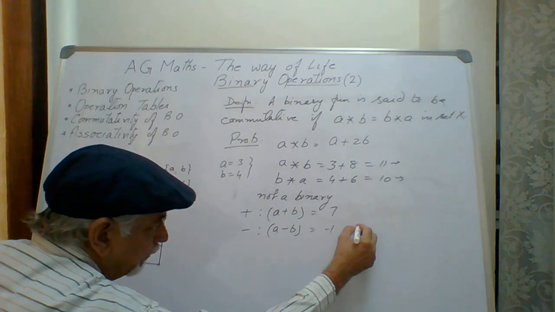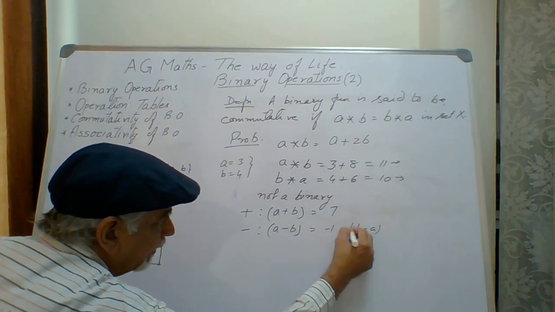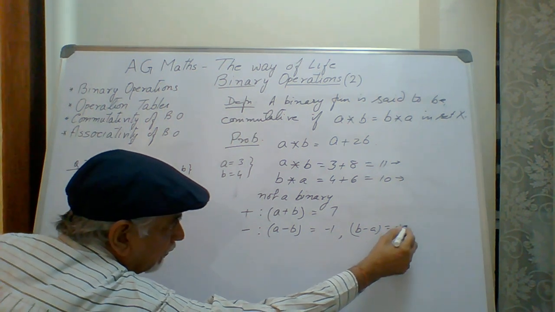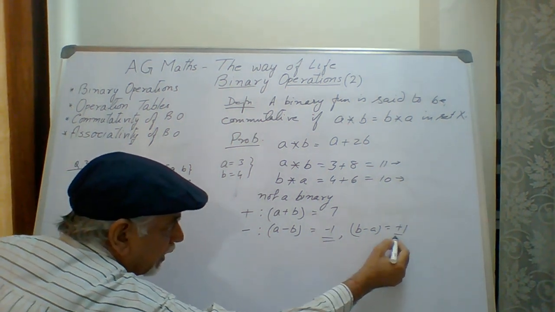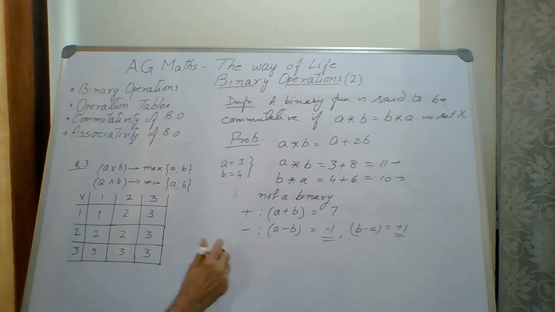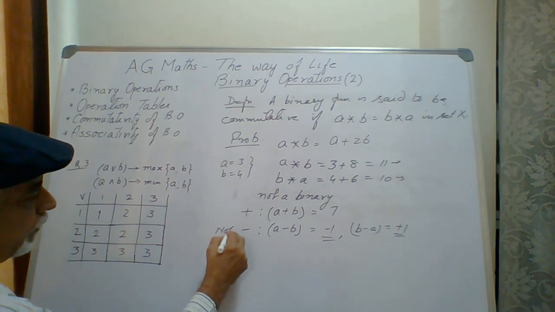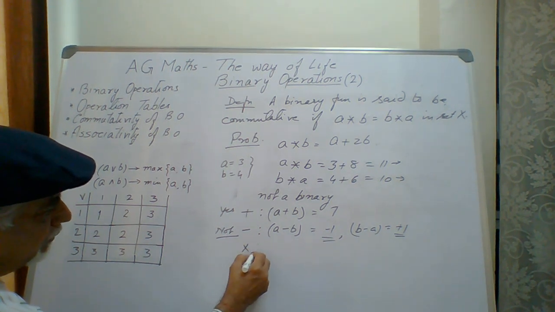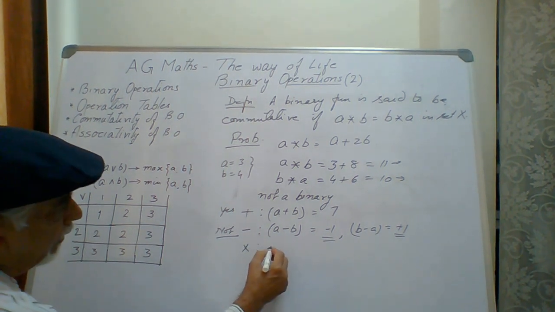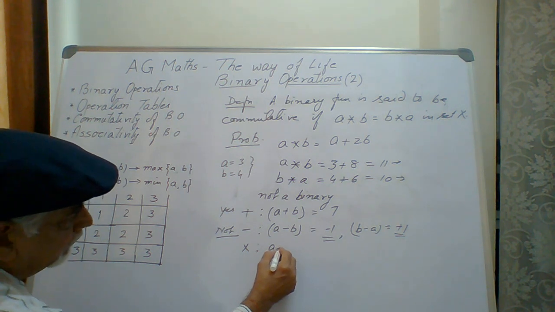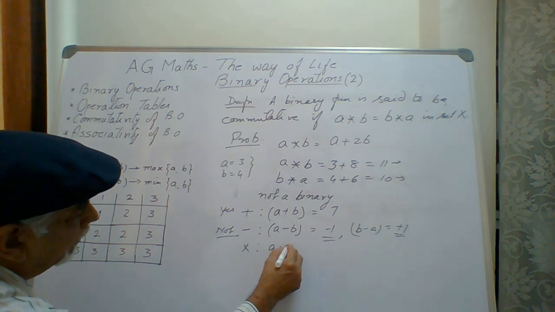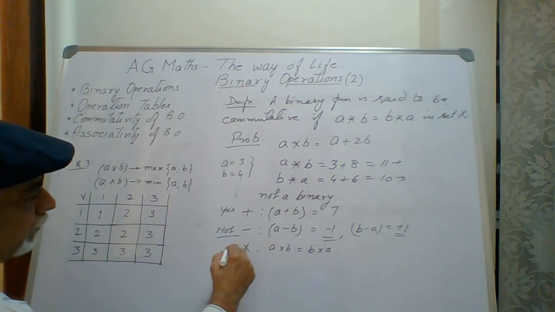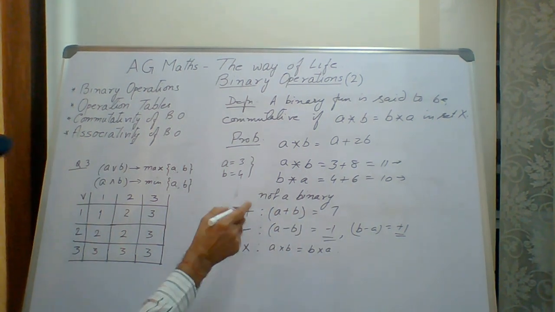But again, b minus a, when I write, what is the value? It is 4 minus 3, which is plus 1. Now this minus 1 and plus 1 are not equal, so commutativity is not followed here. Now if you take the operator as multiplication, I write a into b, that will definitely be equal to b into a. So yes, the commutative property follows here.